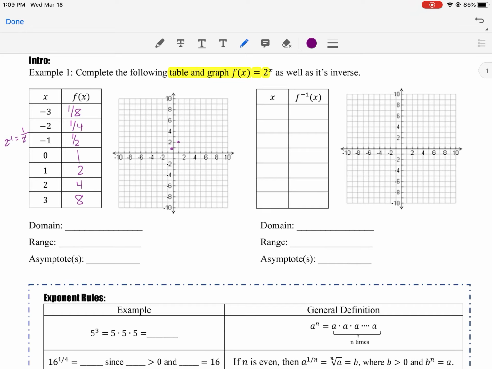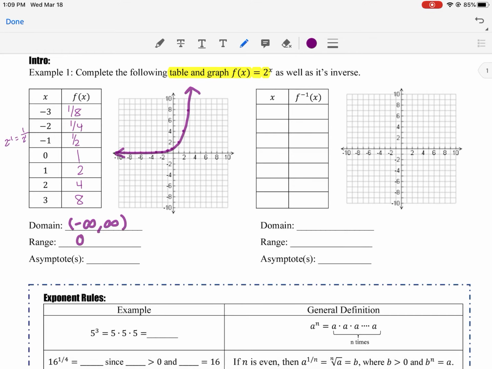Let's see what it looks like. You'll notice it's curving up, and on the left side it gets closer and closer to the x-axis. If we connect these points, our graph looks like this. So the domain is all real numbers. It'll go all the way to the left and all the way to the right. However, our range is limited. It does not go all the way down.